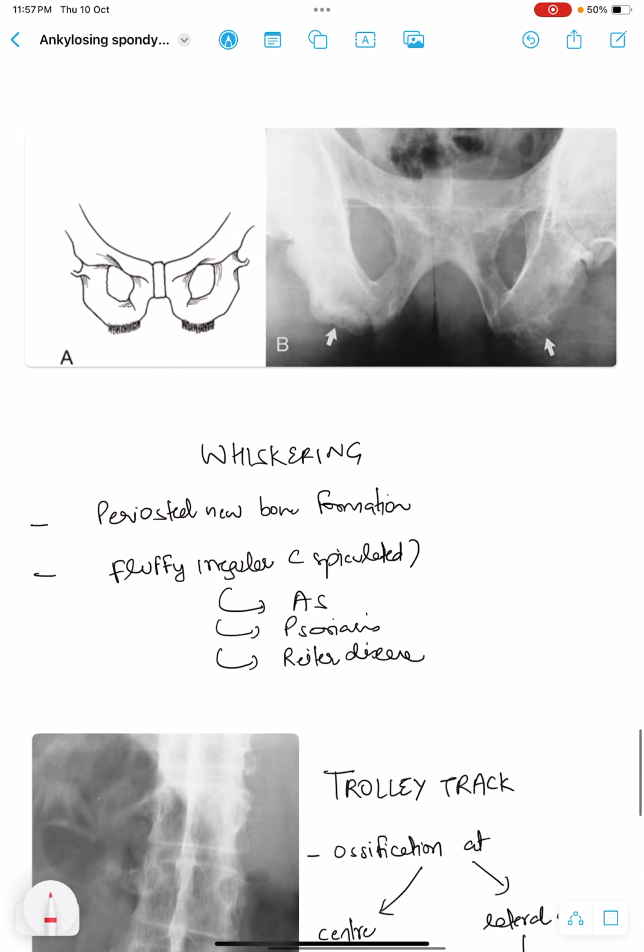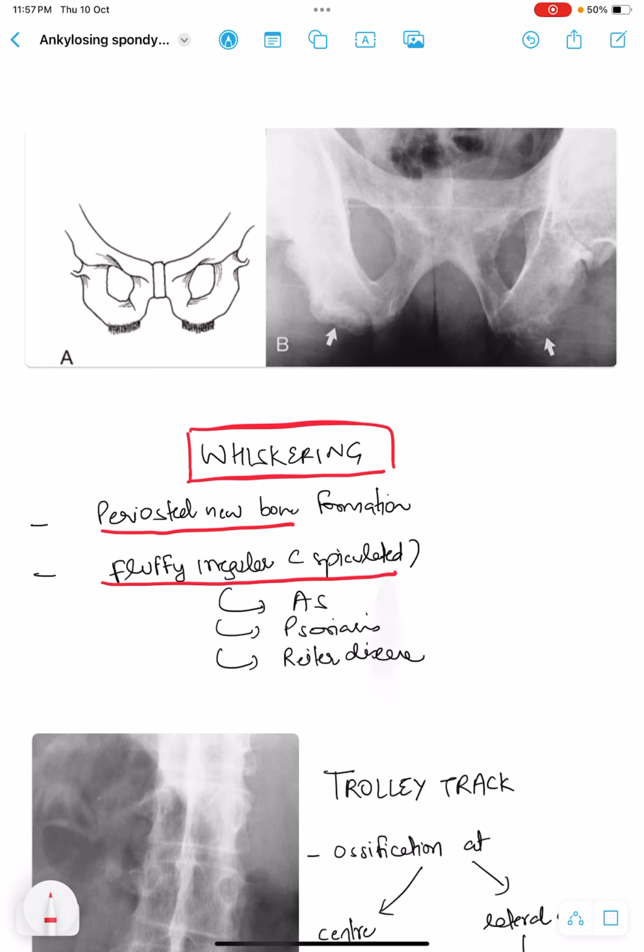Also, we can see whiskering. Whiskering is basically a type of periosteal new bone formation. It is fluffy, irregular and spiculated in ankylosing spondylitis. A similar picture is seen in psoriasis as well as Reiter disease. Now in the X-ray we can see this irregular whiskering reaction of the bilateral ischium. So this is known as whiskering.